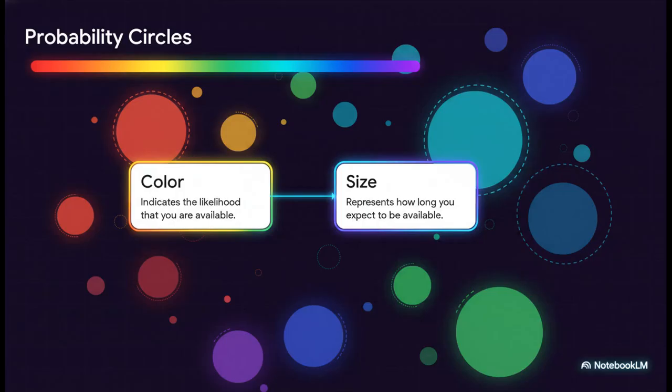And reading these probability circles is incredibly intuitive once you get the hang of it. First, the color indicates the likelihood that you're actually available. Then, the size of the circle represents how long you expect that availability to last. By doing it this way, the interface instantly strips away all that anxiety of a strict back-to-back schedule. It functions so much more like a fuel gauge for our human capacity, basically asking us, hey, how much fuel do we actually have left in the tank to connect today?